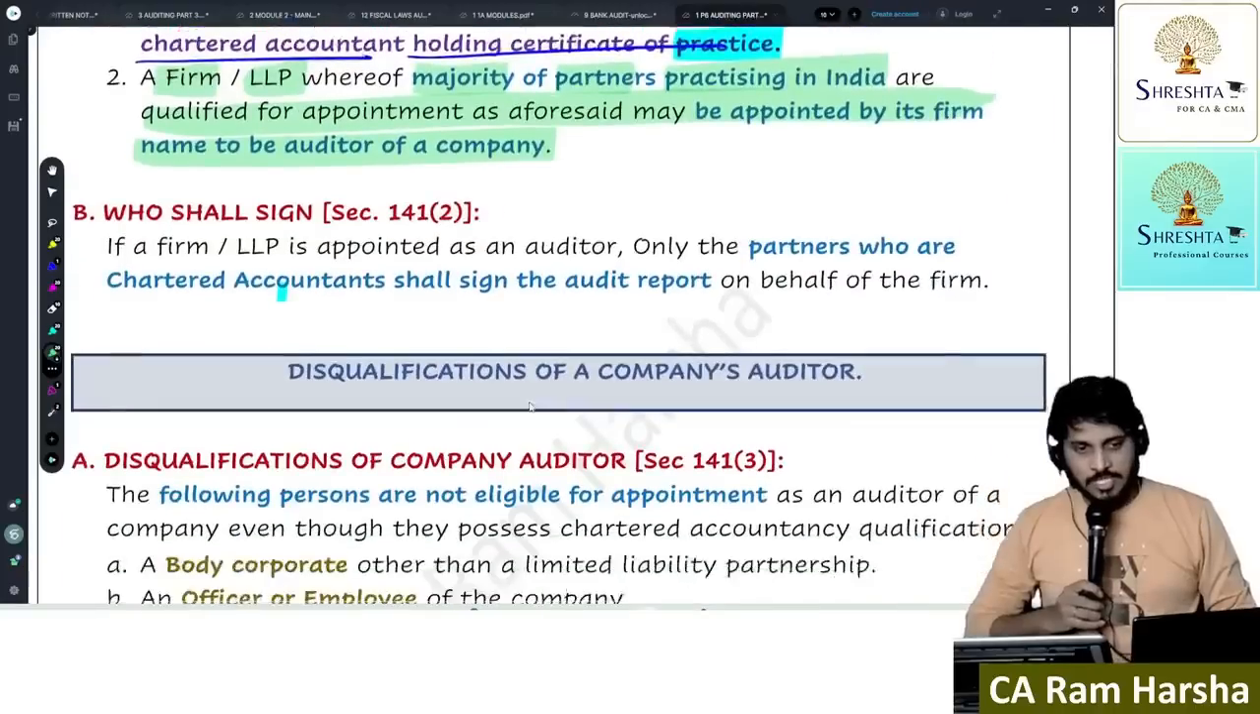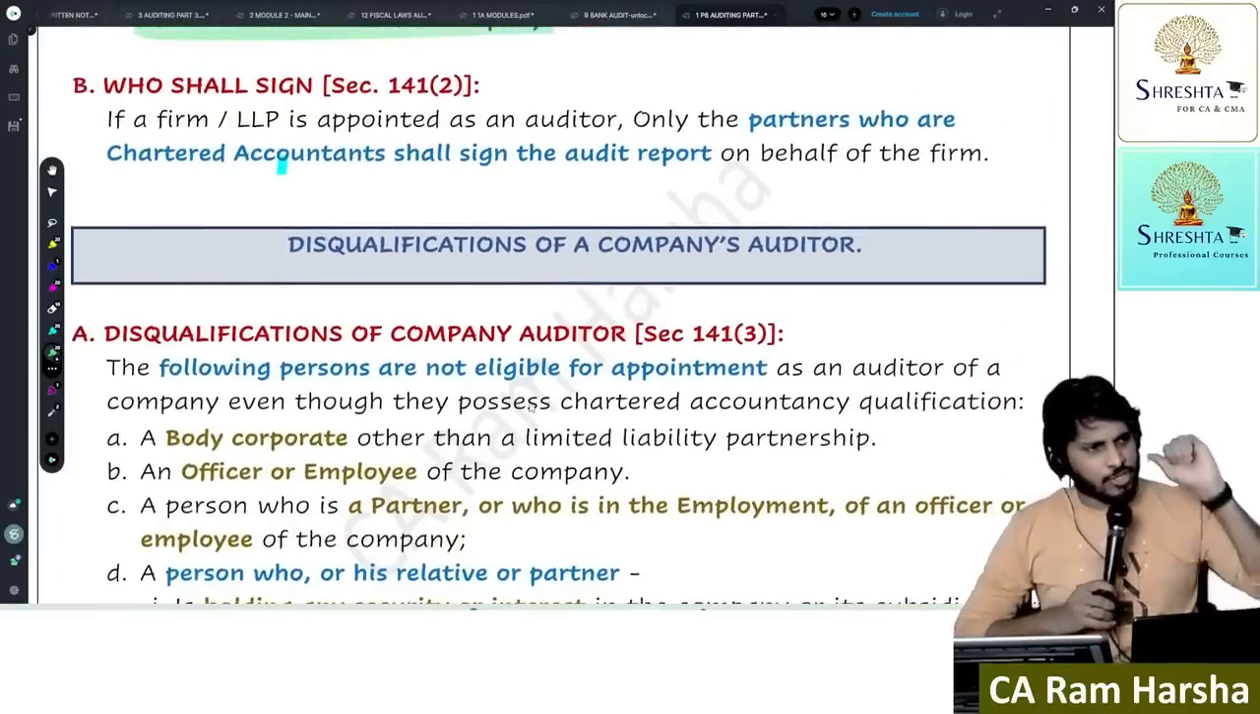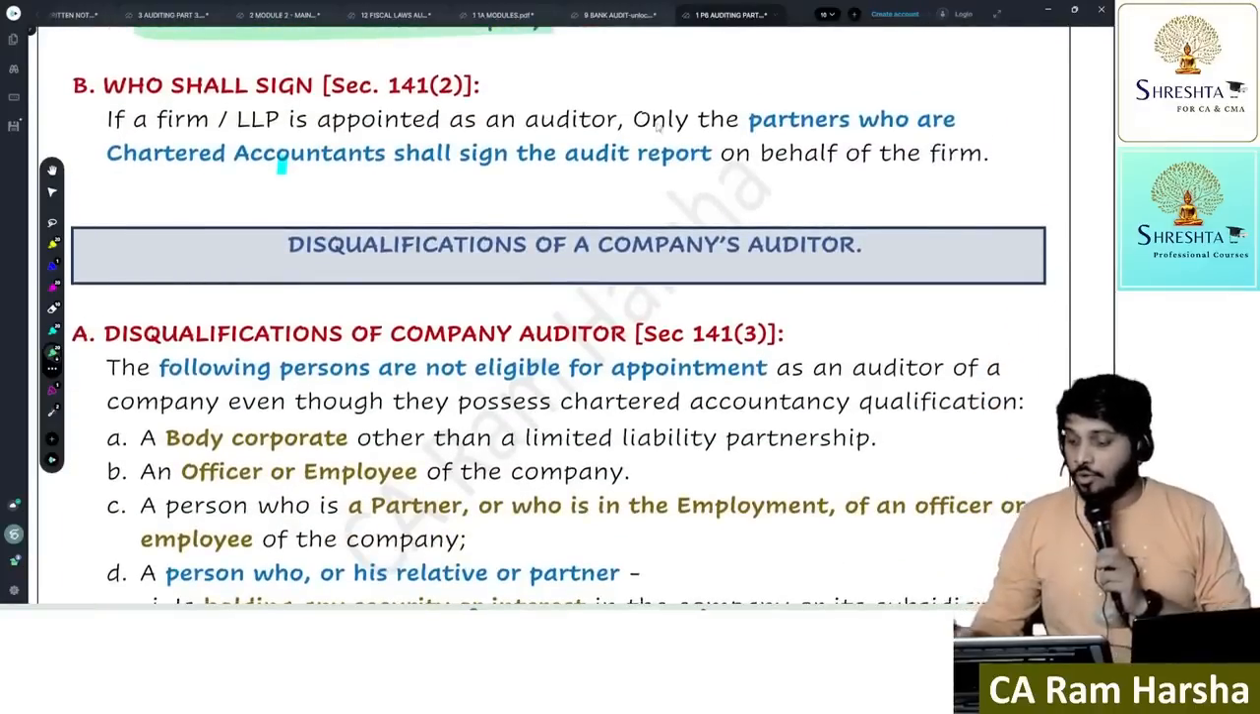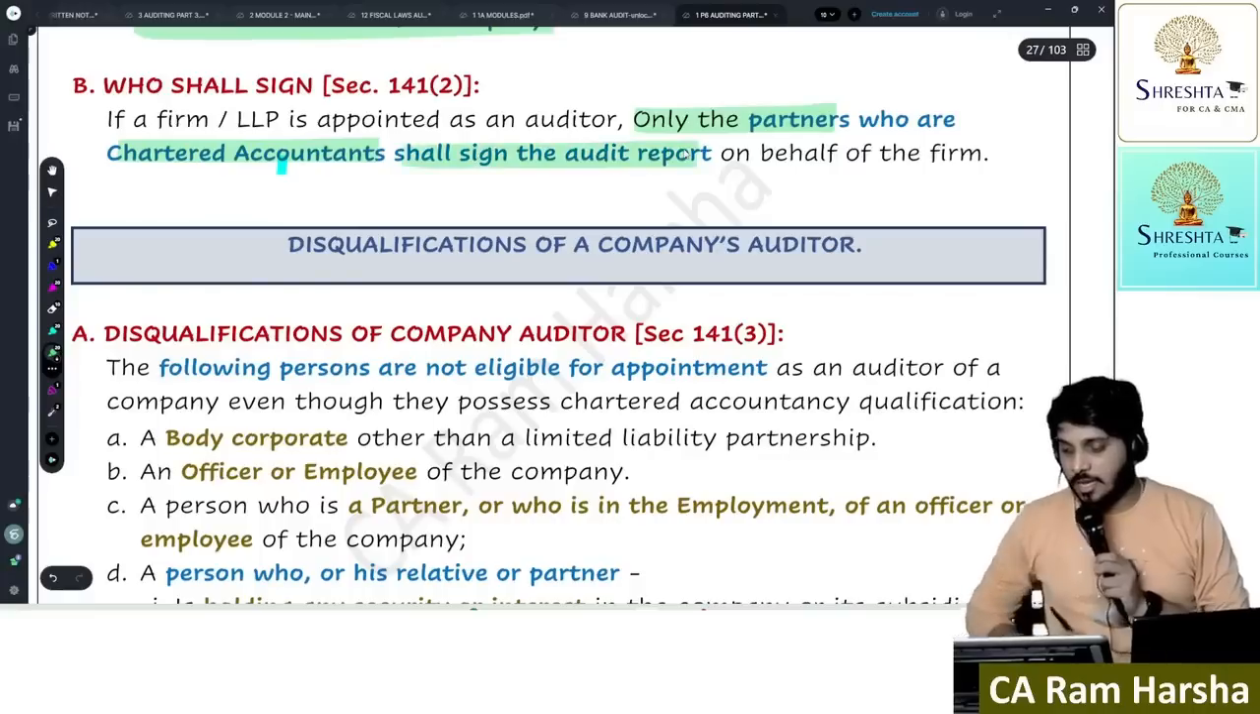Next. Now this is the qualification. Now okay, a firm is appointed, partnership firm or LLP. Who should sign the audit report? Only the partners who are chartered accountants shall sign the audit report.